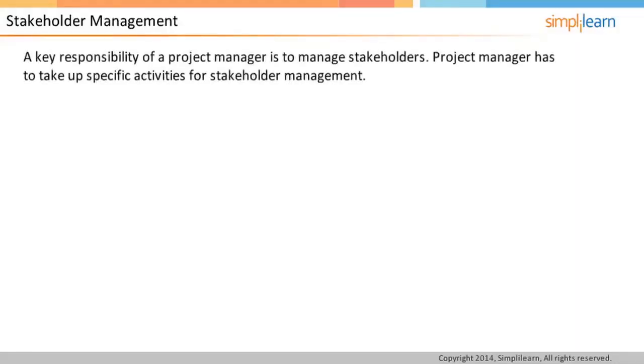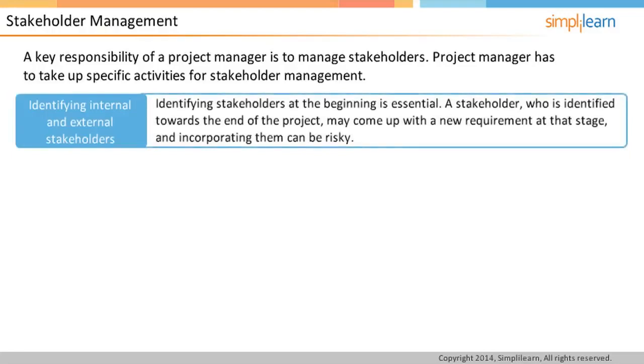One of the key responsibilities of a project manager is to manage stakeholders. A project manager has to involve the stakeholders from the beginning of the project until the end, so they are aware of every step. A project manager has to take up specific activities for stakeholder management. Identifying both internal and external stakeholders. Missing out any stakeholder can be disastrous for a project. A stakeholder who is identified towards the end of the project may come up with his own requirement at that stage, and incorporating them can be risky.